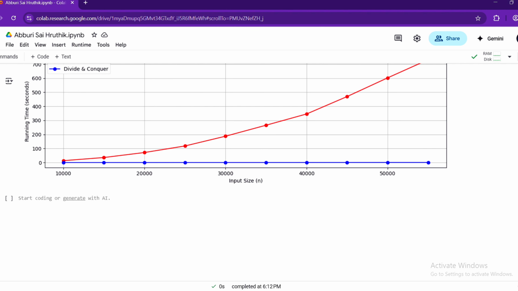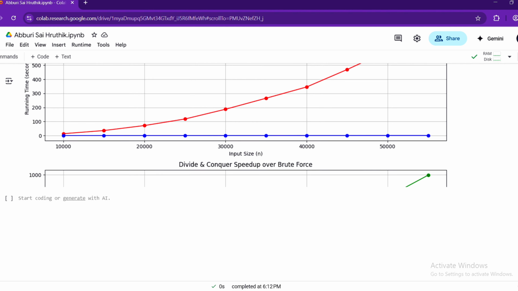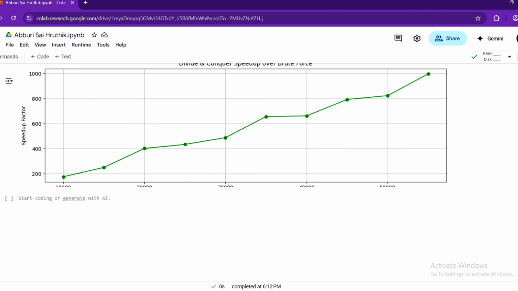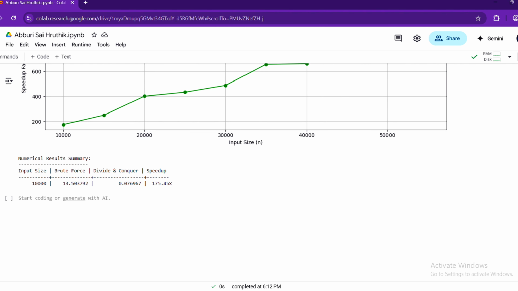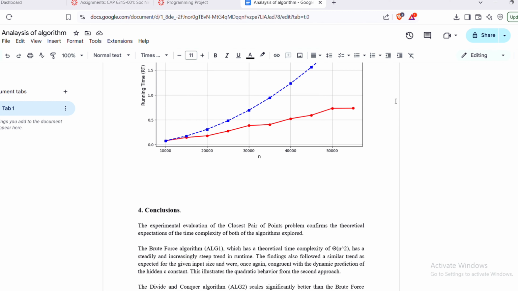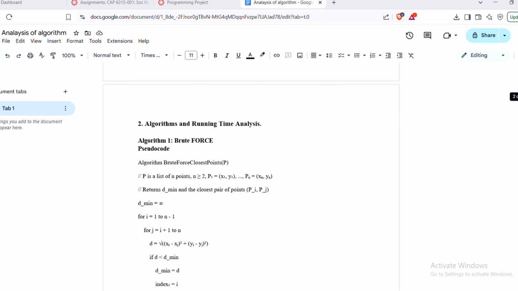We have tested all 10 n values, and we also got a runtime comparison graph, which is between the input size and the runtime. The second graph is between the speed factor and the input size. And here is the final summary of both algorithms with the input size, brute force, divide and conquer algorithm, and the speed as well, based on which we got the graphs by which we can compare both algorithms. Thank you.